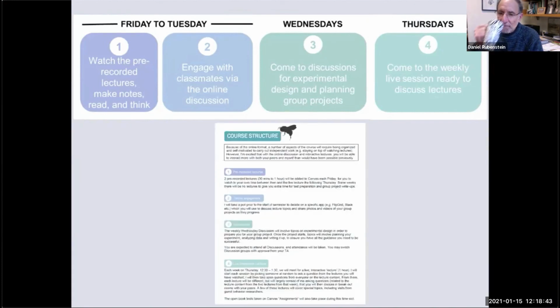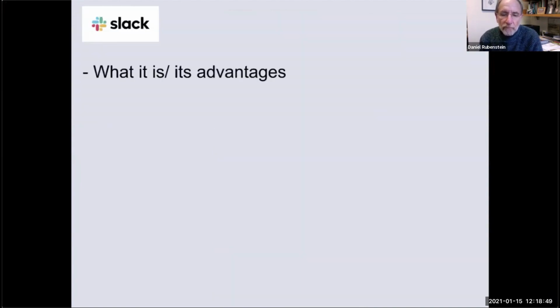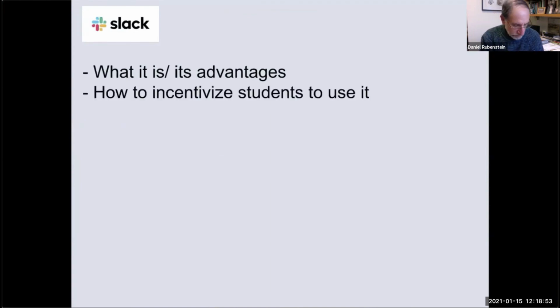I had all this laid out in the syllabus, and if anybody would like to see my syllabus, I'm really happy to share it. Okay, so Slack, I'm just going to go over what it is, why I found it helpful to use for the class, and specifically how to incentivize students to use it. Because talking to other professors, a common problem I've heard is that people will introduce some kind of messaging system, but students just won't participate.